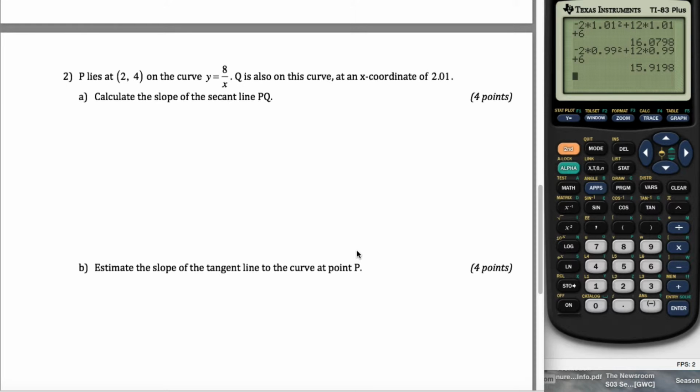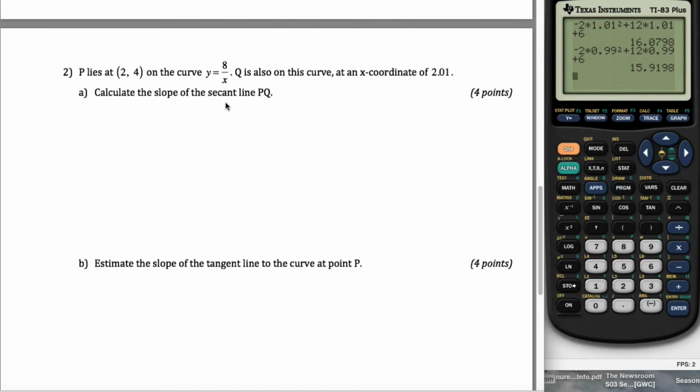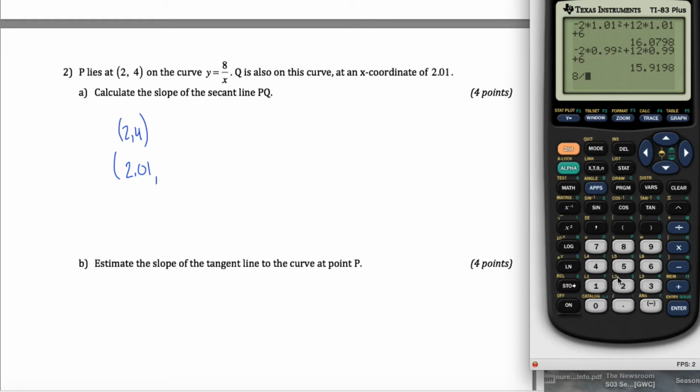Number 2 is actually quite similar to number 1. First part says calculate the slope of the secant line. One of the points on the secant line is (2, 4), and the other point we're given an x-coordinate of 2.01. So we can figure out the y-coordinate. We could say we got one point at (2, 4), and my other point at 2.01, and whatever would come out of this function if I put 2.01 into it, in other words, 8 divided by 2.01. And that's equal to that number.